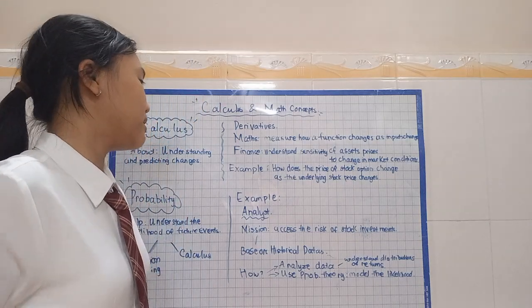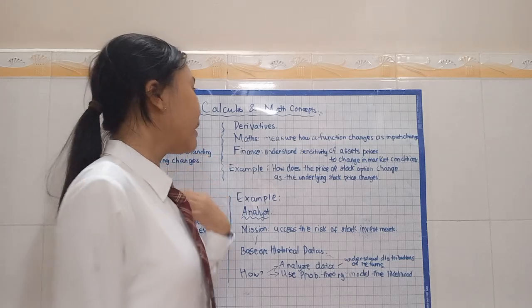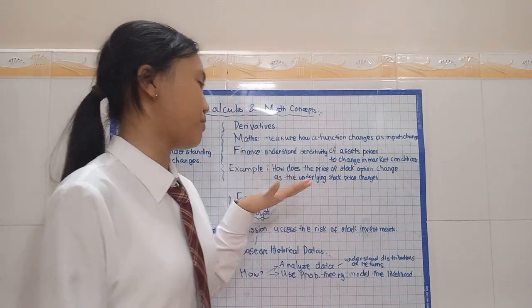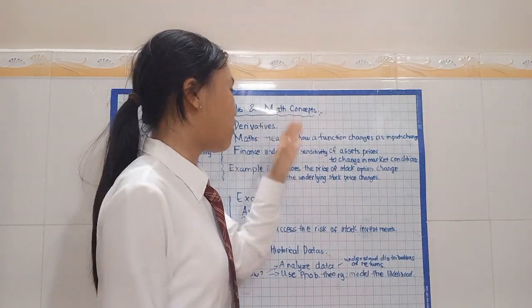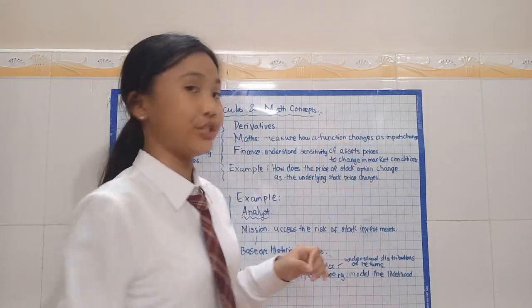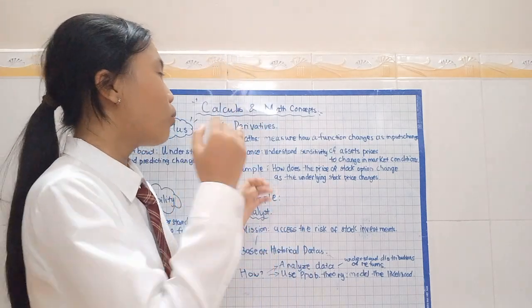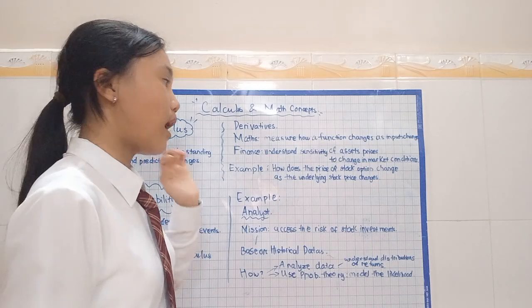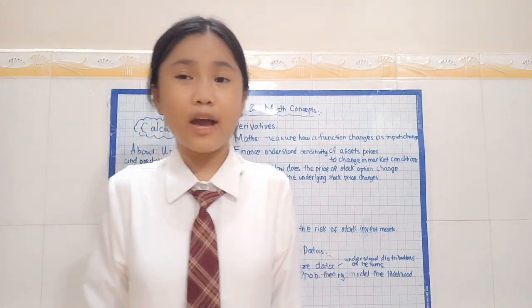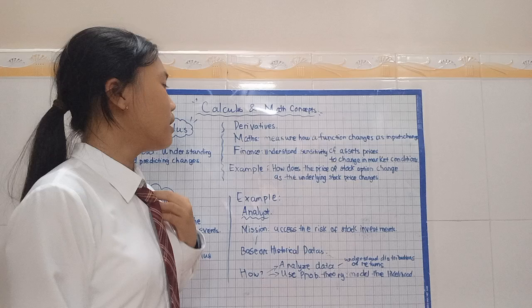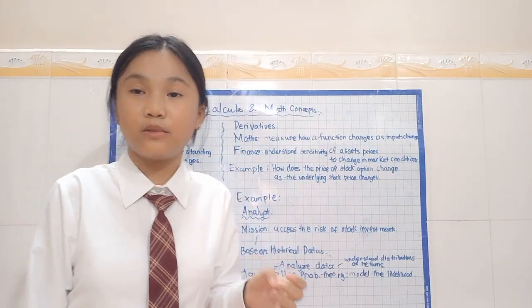So maybe let's look at an example in finance. We can use calculus to answer this question: how does the price of a stock option change as the underlying stock price changes? Basically, the function here is the price of the stock option, and our input, which is changing, is the underlying stock price. So we use derivatives to measure how the price of the stock option will change as the underlying stock price changes. We do this by using calculus, and clearly we use derivatives, which are a really important thing in calculus. That is an example of how we use calculus in real life, especially in finance.